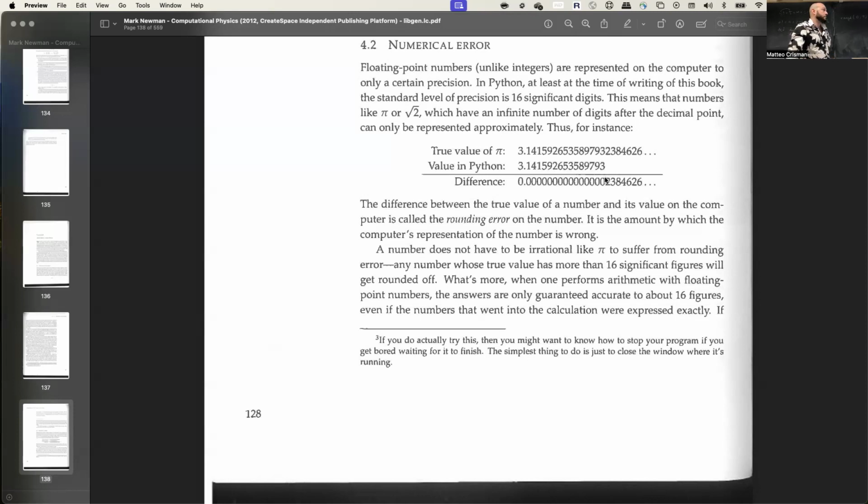And so you have the true value of pi and then the value of pi in Python, and the difference of it would be your error. Is that reasonable for folks? So typically this won't matter, right? If you're doing something like calculating the area of your pizza, you're fine, right?